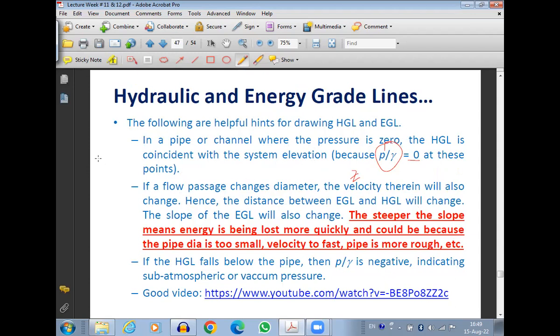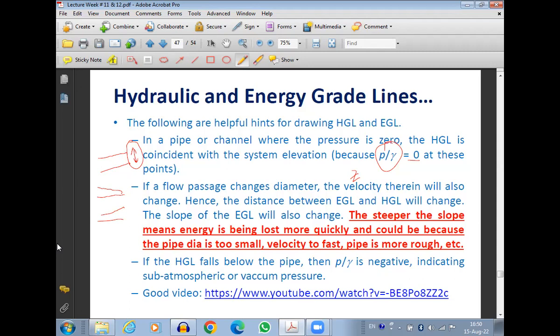Basically, if the velocity is constant, then the distance between EGL and HGL would remain the same. But suppose the velocity is increasing or decreasing, then the distance between HGL and EGL will change. If the velocity is decreasing, then they will become closer and closer. If the velocity is increasing, then they will become farther and farther away. Because this difference is basically just the kinetic head. The kinetic head is v squared upon 2g, and v is the velocity.